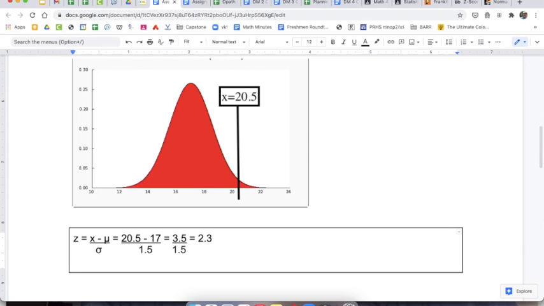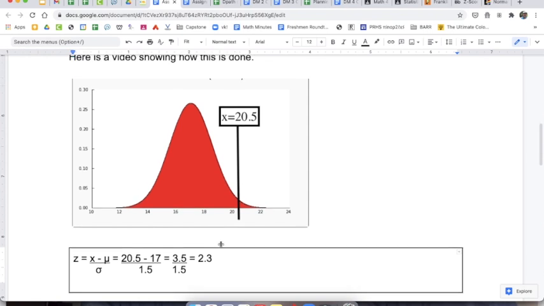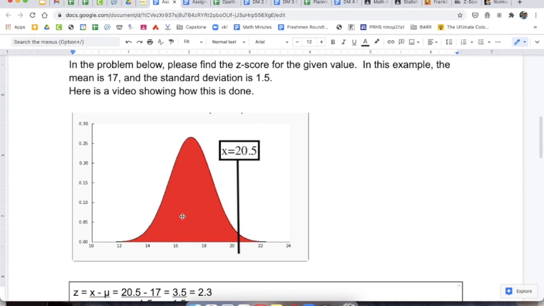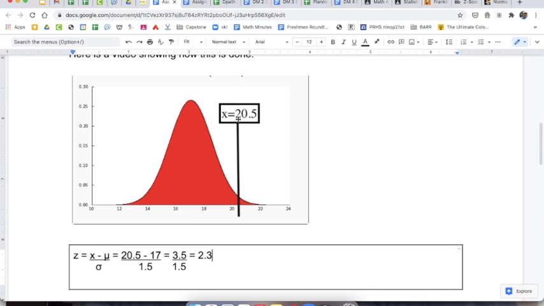It's 2.33333 repeating, but we round off our z-scores usually to one decimal place, at least in this class. You can go to more decimal places than that to get more accurate answers, but that's beyond the scope of this course. So, in this case, this problem that doesn't have any context with it, I can see that the z-score of an x value of 20.5 is going to be 2.3.